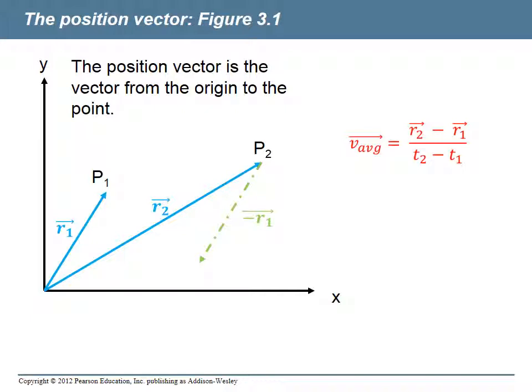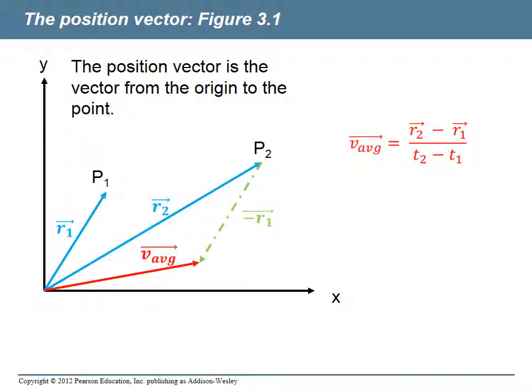And when we're graphically adding vectors, we use the tail to head method. So we'll draw a line from the tail of R2, which is the starting point right here, and the head is where the arrow is. So we'll draw it from the tail of the first one to the head of the second one. So doing that, we have our average velocity vector from here to here.